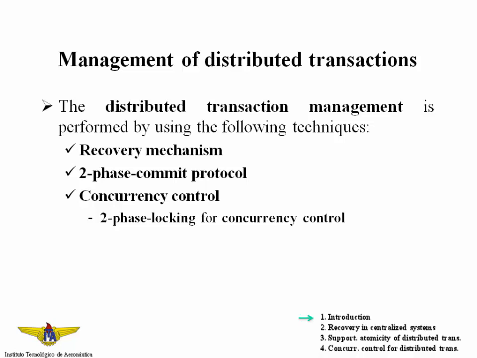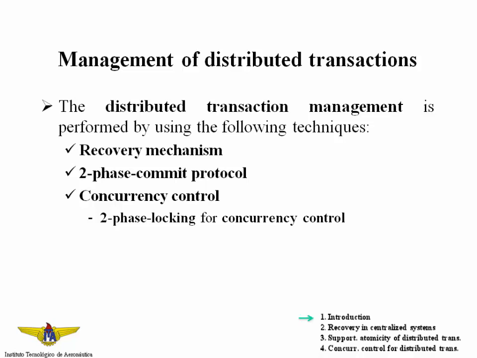The recovery mechanism, the two-phase commit protocol. You also have to understand how the concurrency issue happens and how to control this concurrency issue. For that, you're going to use two-phase locking for concurrency control.